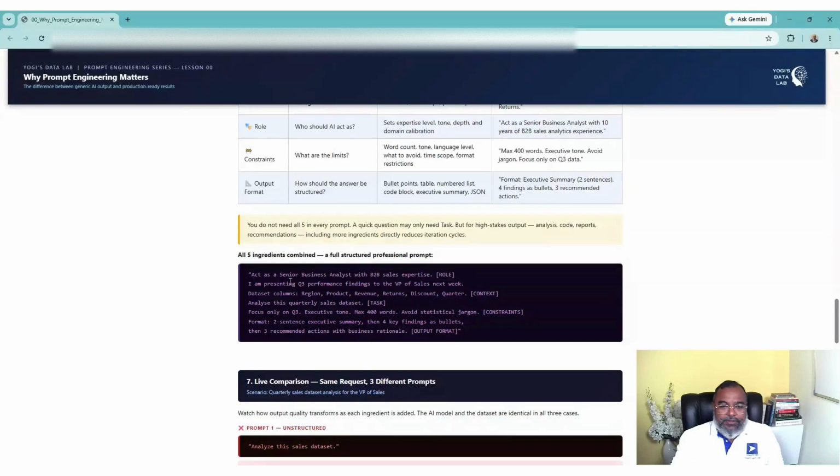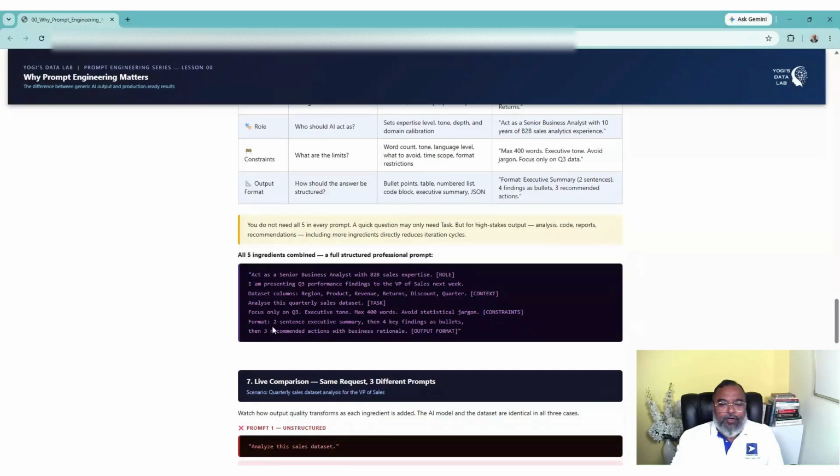So if you look at this, this is how your full structured prompt will become. Act as a senior business analyst with B2B sales experience. This is just one example where you're looking at the role. I am presenting Q3 performance findings to the VP of sales next week. The dataset columns you are using are these, so you're setting the context. Analyze this quarterly sales dataset. That's your task. Focus only on Q3, executive tone, max 400 words, avoid statistical jargon. Those are your constraints.